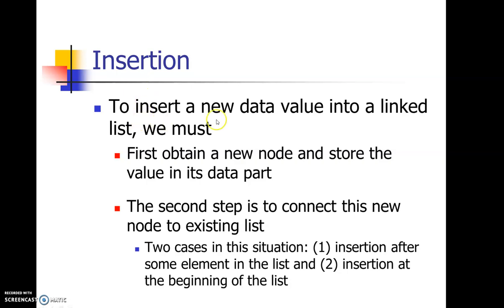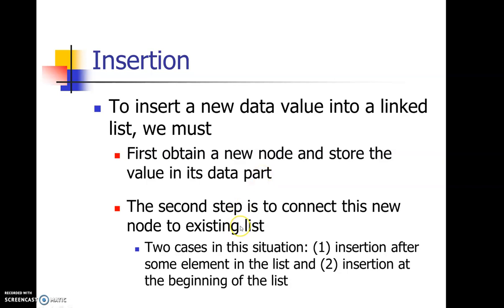To insert a new data value into a linked list, we must do the following two things. First of all, ask the operating system to find an available location for us, so that we have a space to store the data part and the next part. And then we're going to put the value, which is the element that we want to store into the linked list, into the data part. That is the preparation of the linked list insert operation.